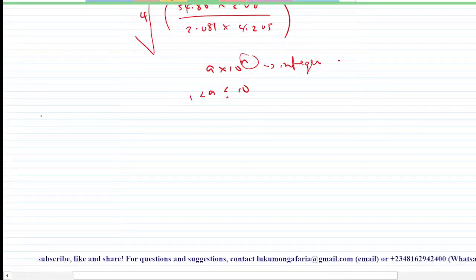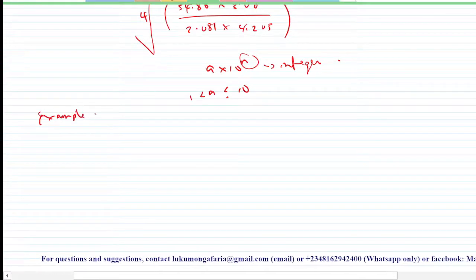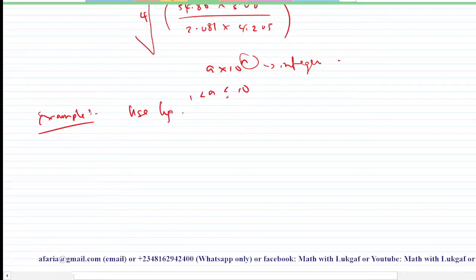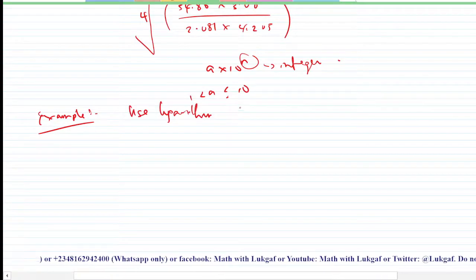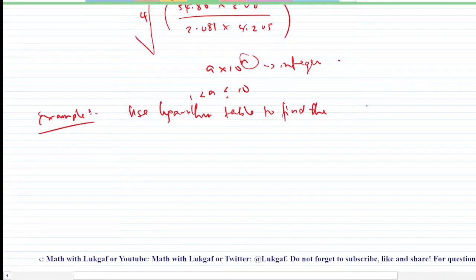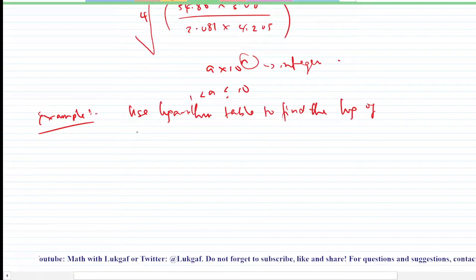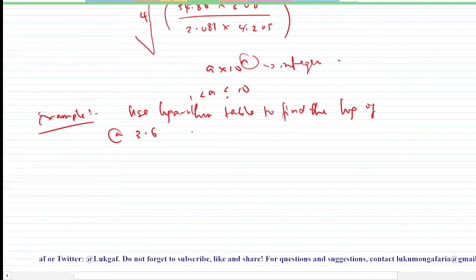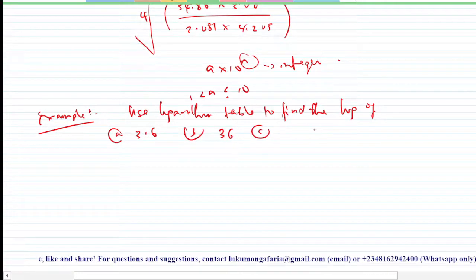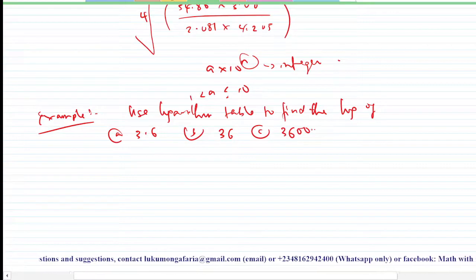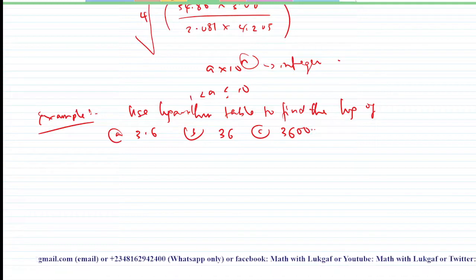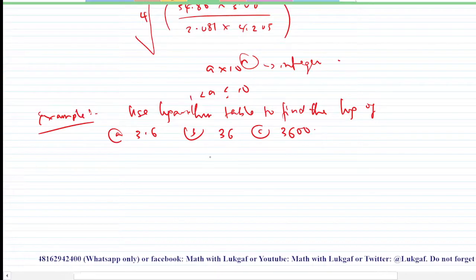Before I continue, let me give you an example to understand what I'm trying to say. Example: use logarithm table to find the log of number 1, 3.6; number 2, 36; then 3,600. Now this is not difficult to do. If you follow the explanation I gave the other time, then you can simply solve this.